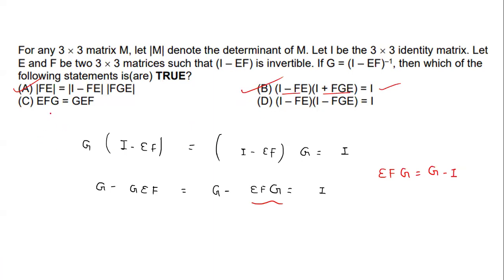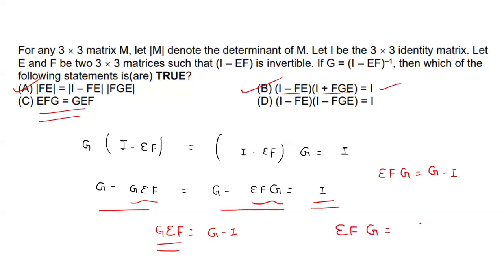In the C option, we have to check whether this EFG and GEF are the same or not. So from here we know that this GEF is the same as G minus I. If you look at this, you can write this GEF as G minus I. And if you look at this, you can write this EFG as the same as G minus I matrix. So from here we can say that both are equal to G minus I. So both are equal. So this option is also correct.